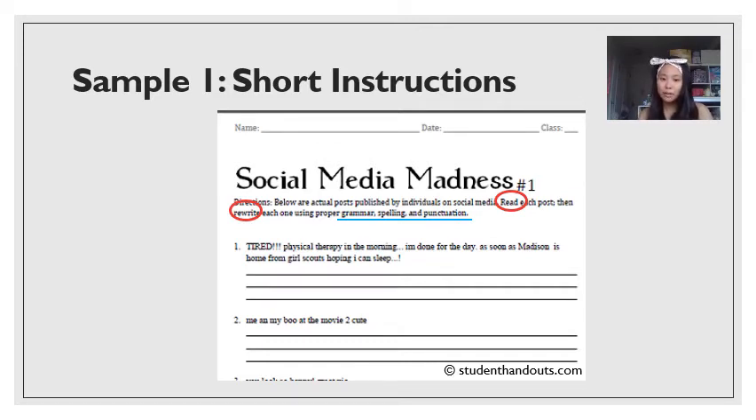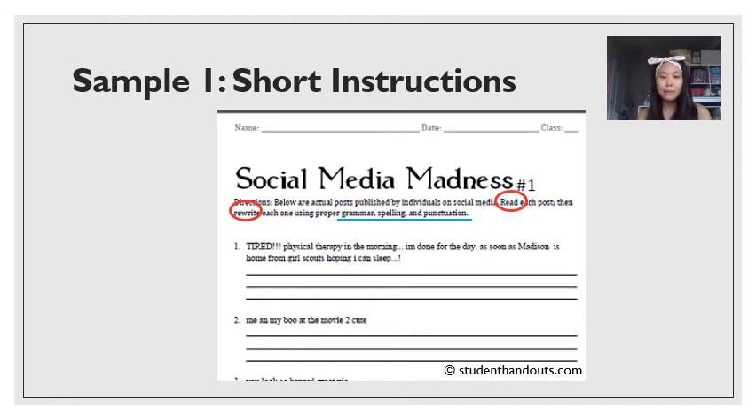All right, now I'm going to read the instructions and annotate the key words. Below are actual posts published by individuals on social media. Read each post, then rewrite each one. All right, so I'm going to pause there. Read and rewrite. Those are 2 commands that I need to do. Now let me continue. Each one using proper grammar, spelling, and punctuation.